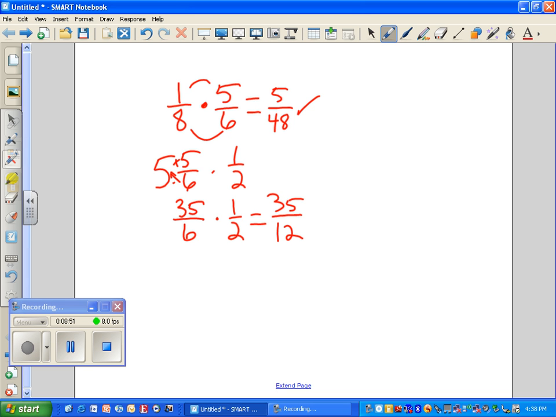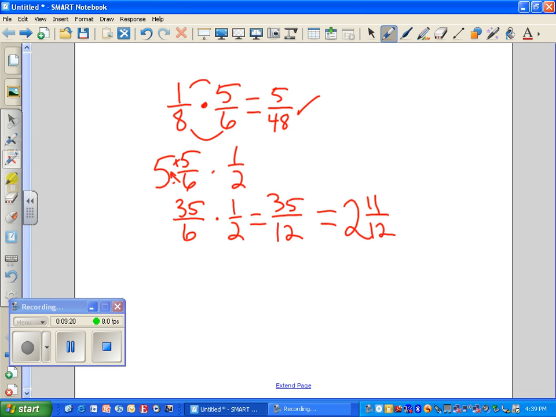Now this is an improper fraction as opposed to a proper. Improper means the numerator's larger than the denominator. So I'm going to change this to a mixed number, and the way I do that is just look at how many times the 12 will go into 35. That will go in 2 times, because 12 times 2 is 24, and then how much will I have left over? I'll have 11 left over, and my denominator stays the same. So 2 and 11/12 for the answer there.